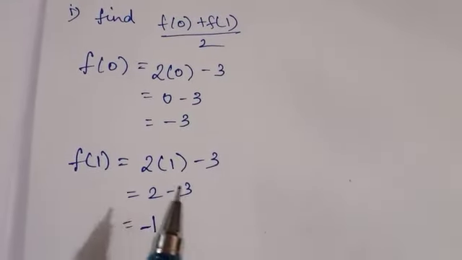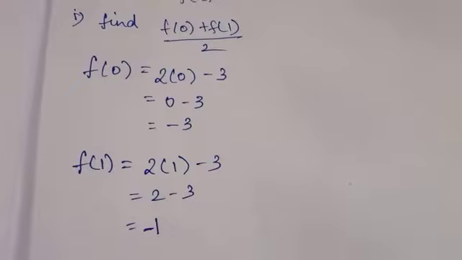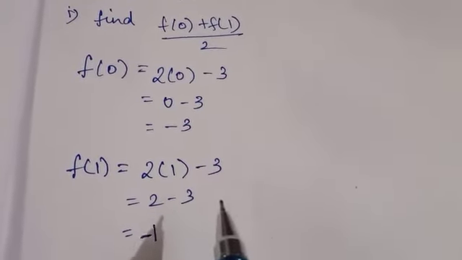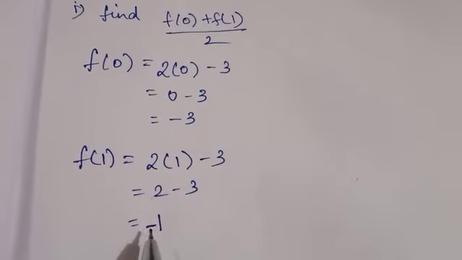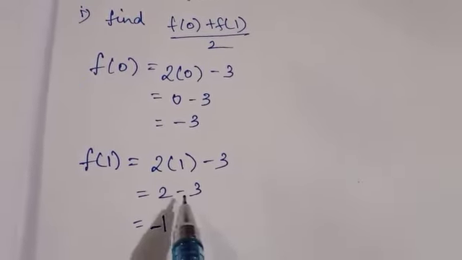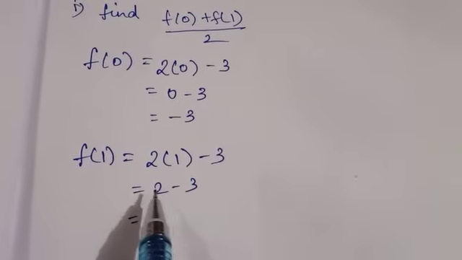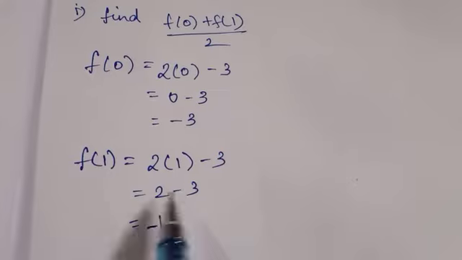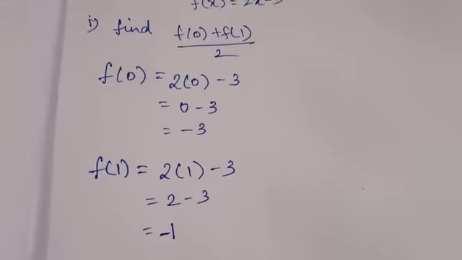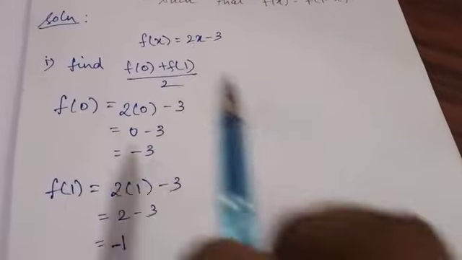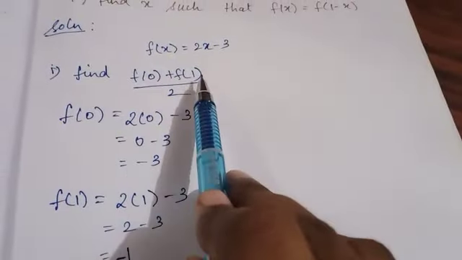So listen children, after subtracting or adding, we have to check for the greater number sign and then we have to write that greater number sign in the answer. So here after subtracting, the greater number here is 3. So it has the sign minus. So I am writing it in the answer. So now we have found f of 0 and f of 1.